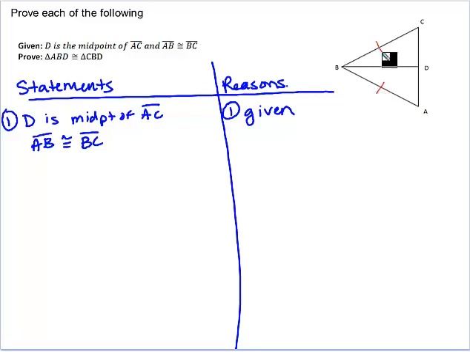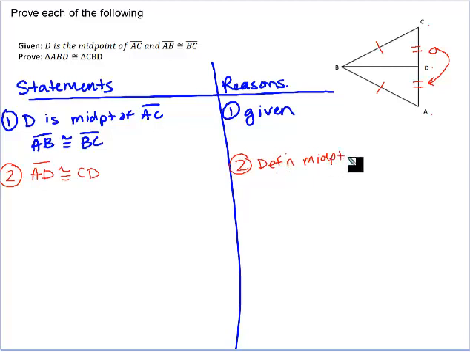And then D is the midpoint of AC. Well, if D is the midpoint of AC, that tells us that these two parts, AD and DC, should be congruent. Now notice right here we just marked some new things on our diagram that were not specifically written in the given. So that's what we're going to write down for step 2. That AD is congruent to CD. And the reason why is we use the definition of midpoint.